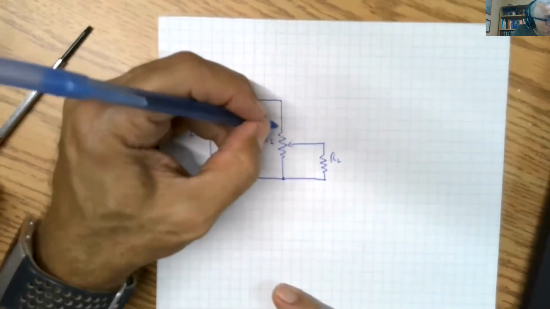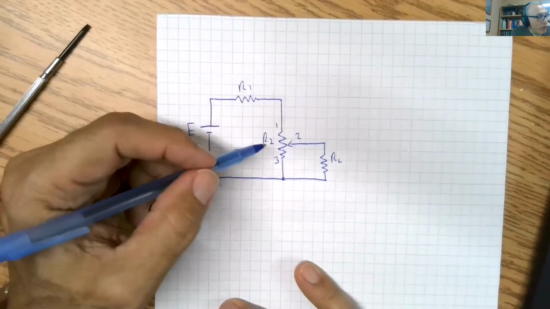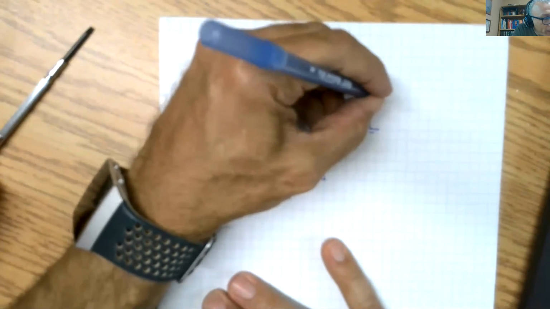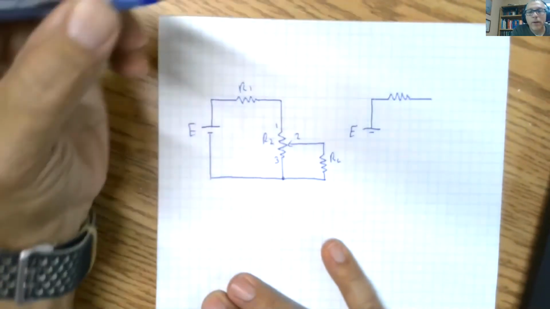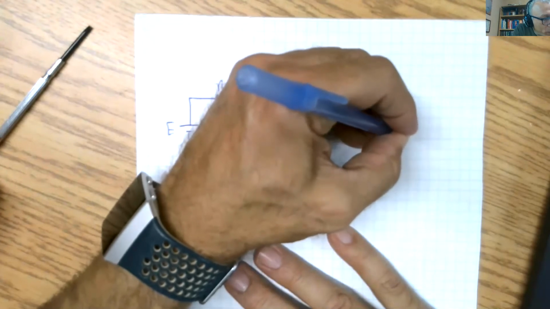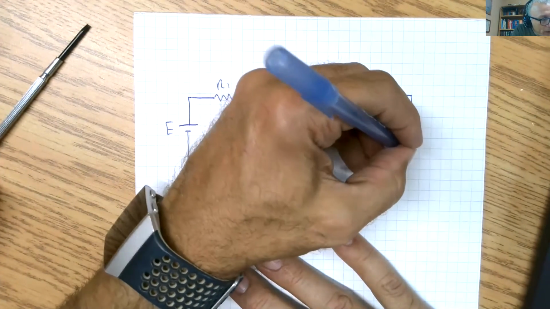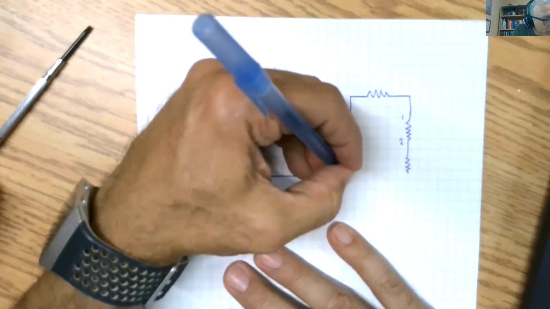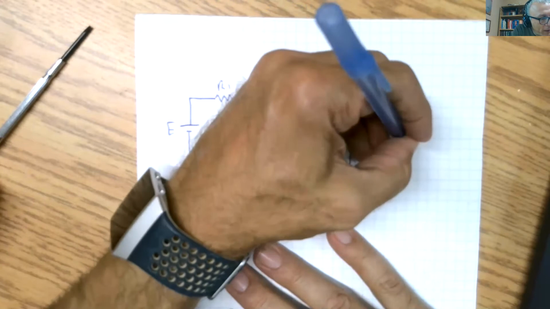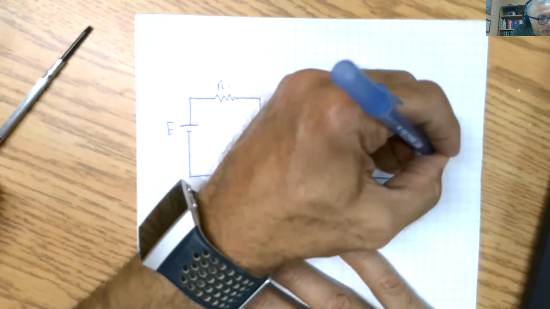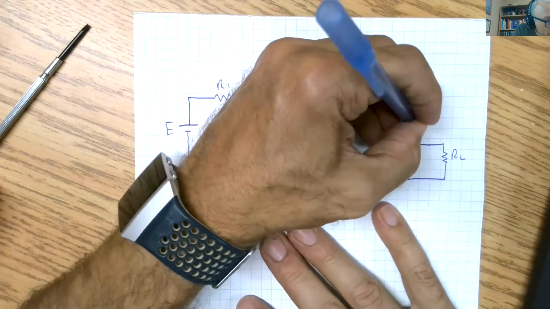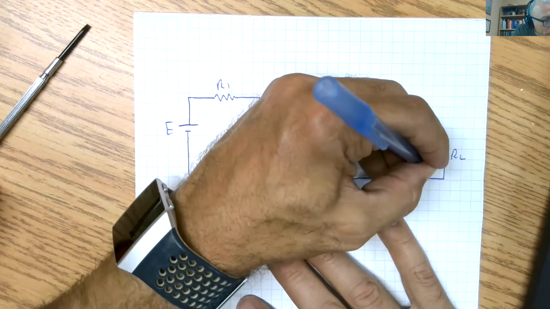All right? So this is pin 1, 2, and 3. So this circuit here is equivalent to this. Okay? So we have R1 again. And then we have this resistance here from pin 1 to 2, and then we have this resistance here from pin 2 to 3. Okay, this is R2. And then here we have our load. All right, so to keep this organized, let's call these R2A and R2B.